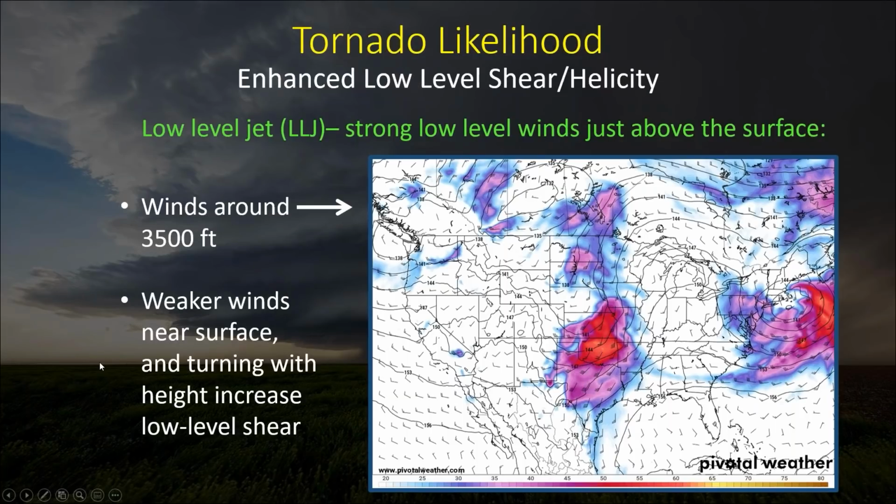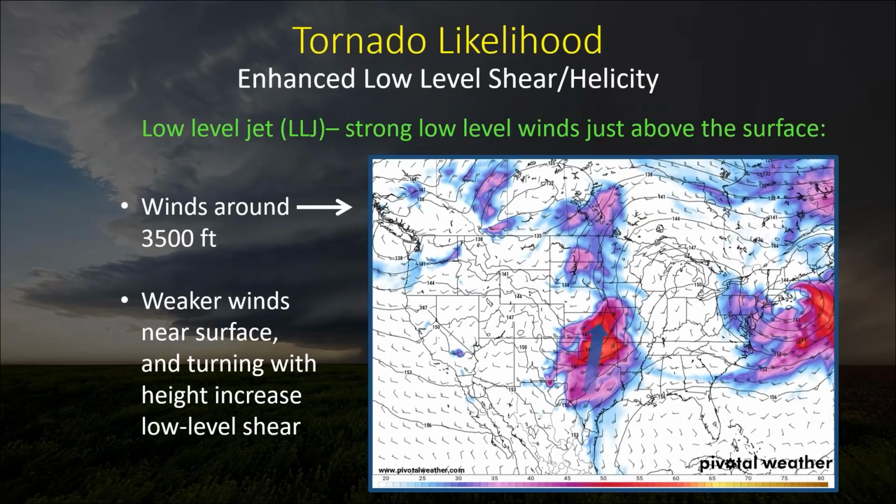And another thing that you might hear a lot, either on TV or if you read our discussions, is something called the low-level jet. This is just a feature that often forms in the plains during the springtime, especially. That's when it's strongest, just above the surface. Basically it's just a strong tunnel of winds above the surface that can lead to a large difference in wind between right at the surface and just above it. So that's strong low-level shear.